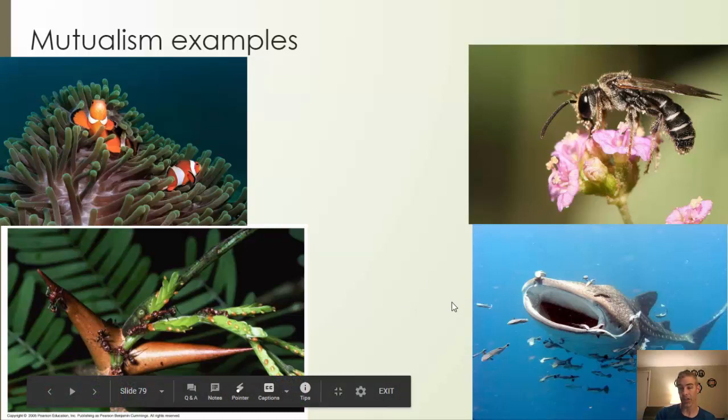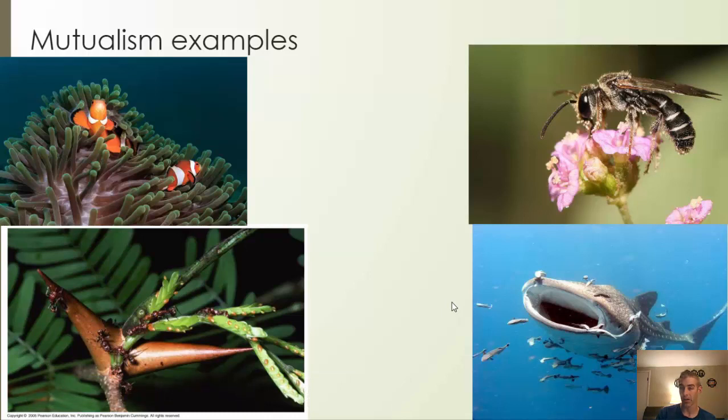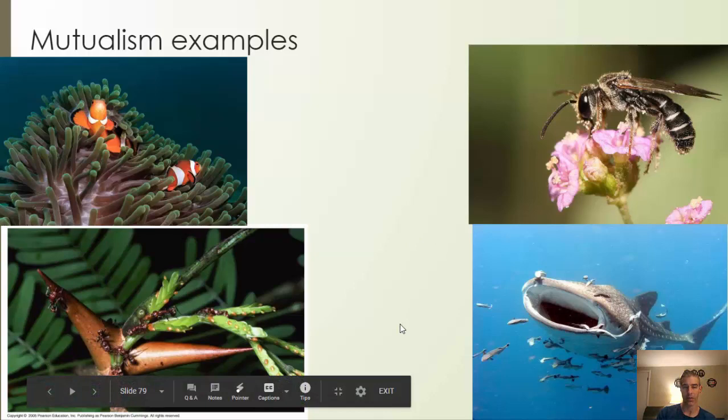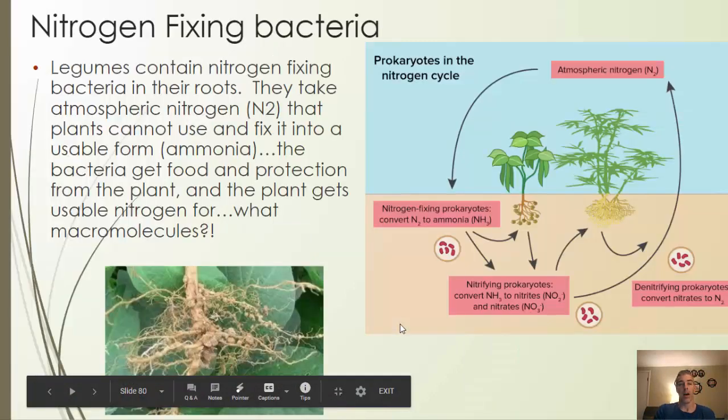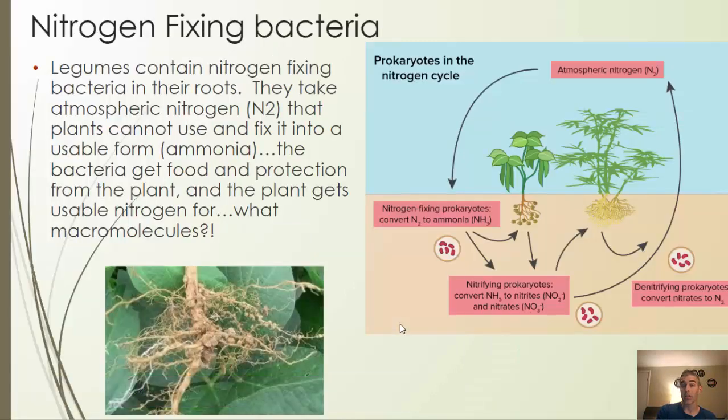The fish get a meal, and the smaller fish, the feeder fish, get a meal, and the larger fish gets cleaned off of parasites and things like that. So those are all mutualism examples where both benefit. Nitrogen fixing bacteria is also a really important mutualism.